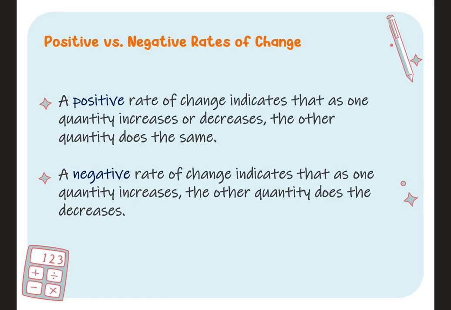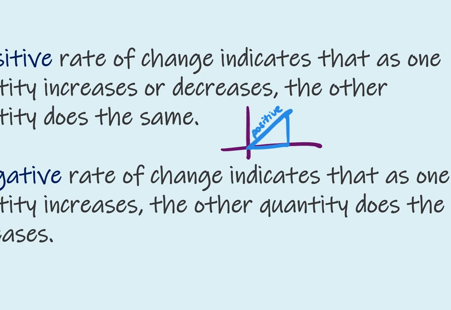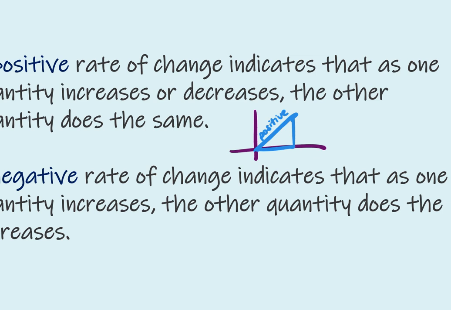All right, positive versus negative rates of change. We kind of just talked about this on those questions. A positive rate of change indicates that as one quantity increases or decreases, the other quantity does the same. So with a positive rate of change, if my x values increase, my y values increase. So it has that upward motion. It doesn't have to be linear, okay? But it has that upward motion. Now the same thing happens in reverse. If my x is decreasing and my y is decreasing, then it also would have a positive rate of change.